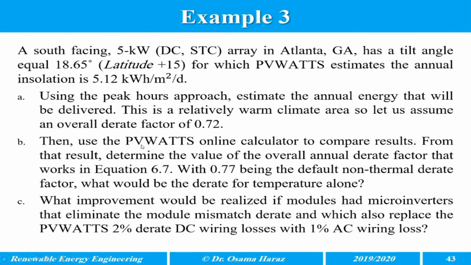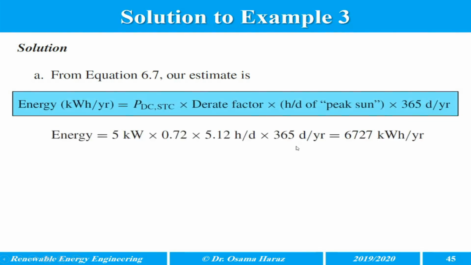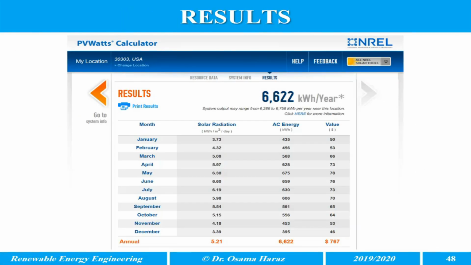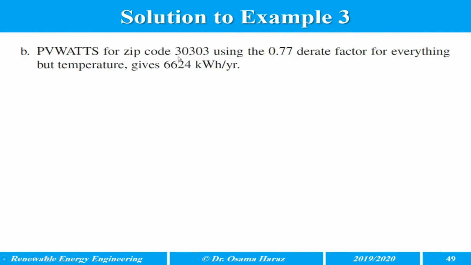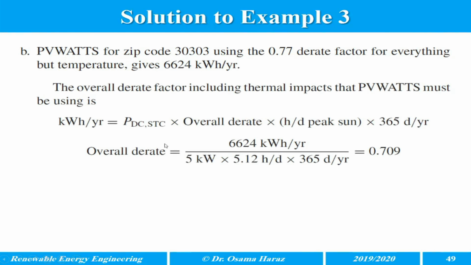Okay, so let's go back to the PVWatts online calculator and see what amount we get from the calculator. We get almost 6,624 kilowatt hours per year. Suppose that the overall derate factor is 0.77 without temperature.